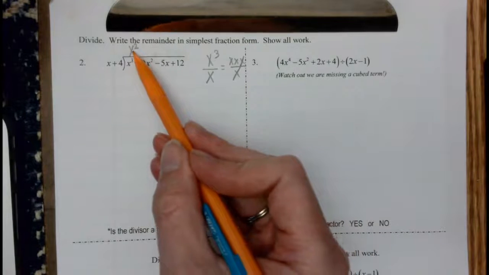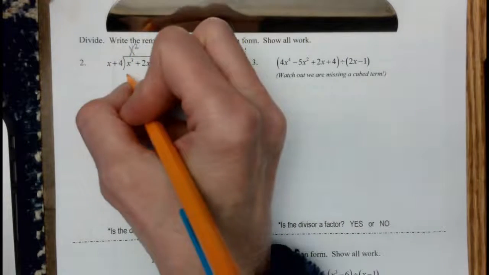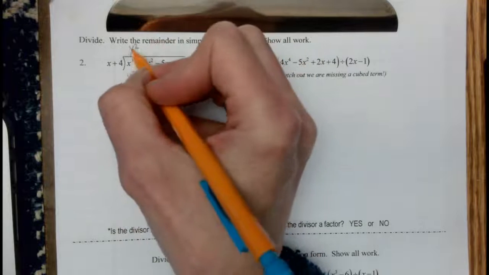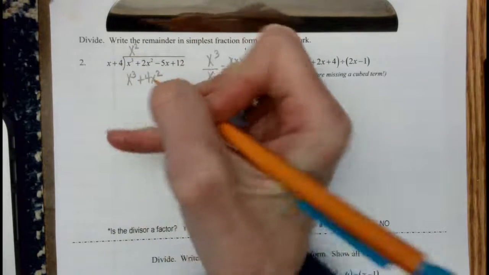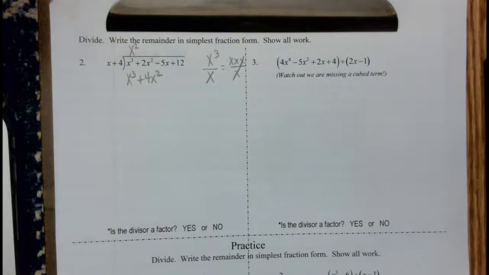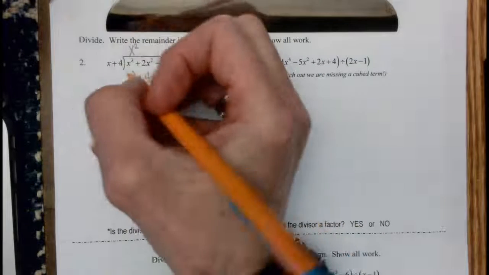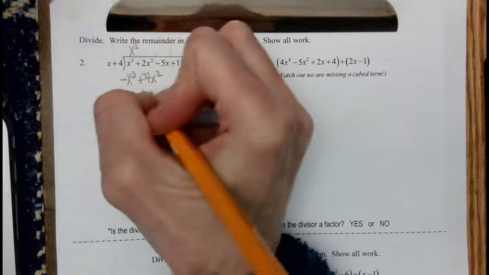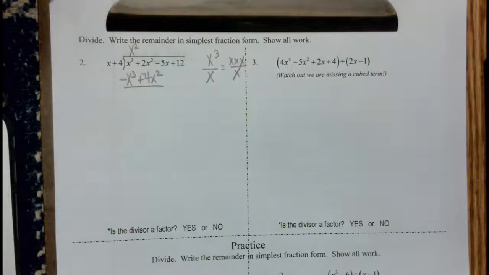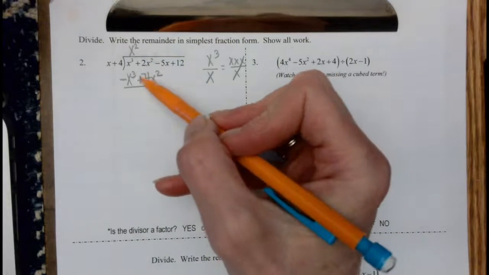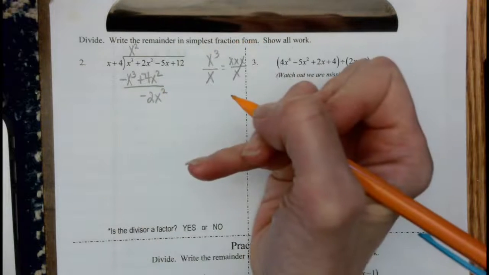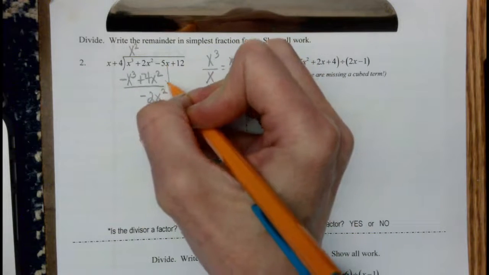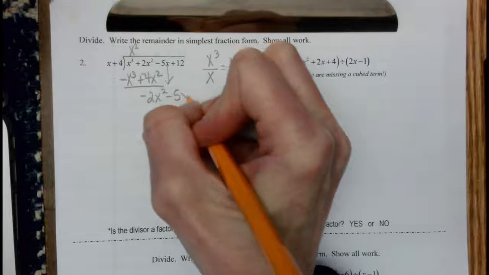We take that x squared times x is x cubed, x squared times 4 is 4x squared. It was positive x squared times positive 4. And then we're going to change both signs. And what happens is that the x cubes cancel out, and we've got 2x squared plus a negative 4x squared, which is negative 2x squared. I'm going to bring down the minus 5x.